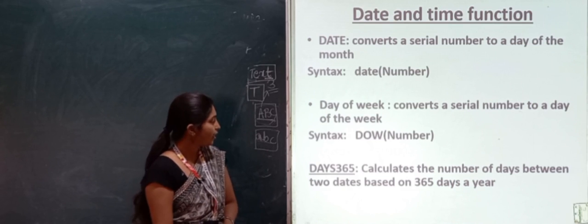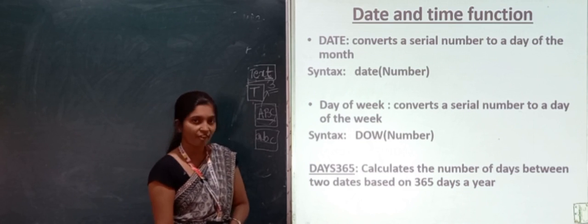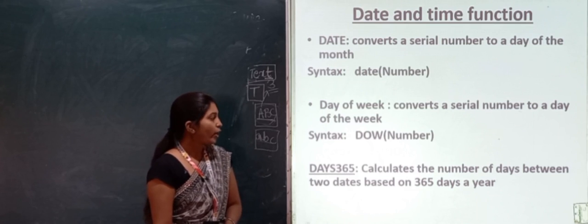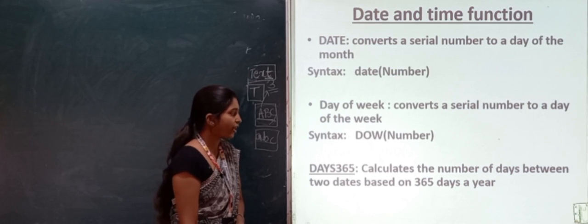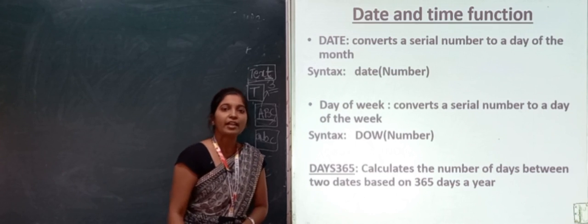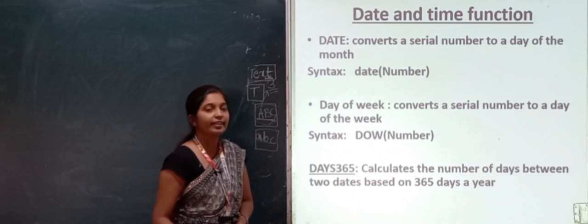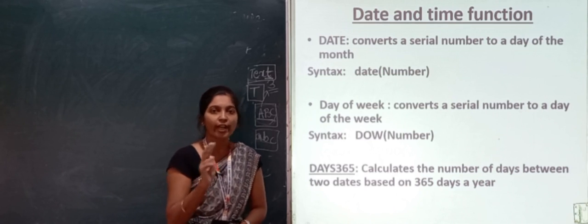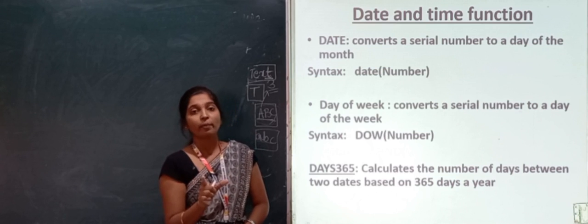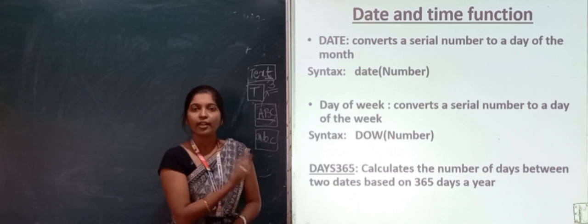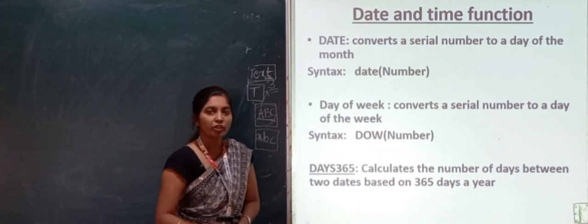The next one is DAYS365. It calculates the number of days between two dates based on 365 days a year. Suppose I have given two dates. What it does is it calculates the days between those two dates and it will represent it in a particular cell.